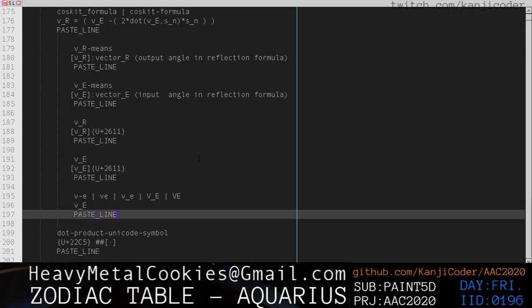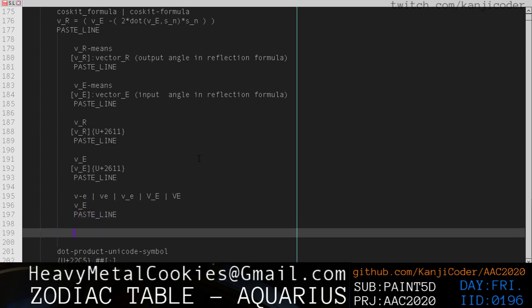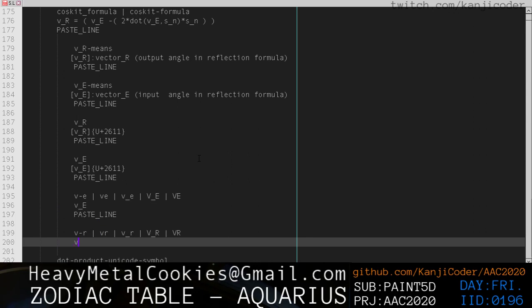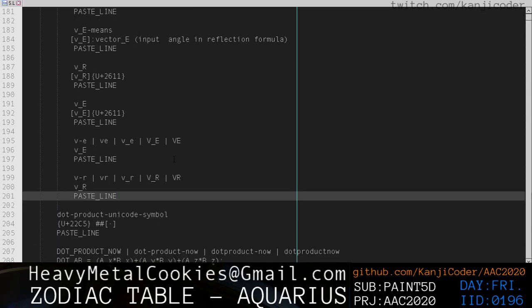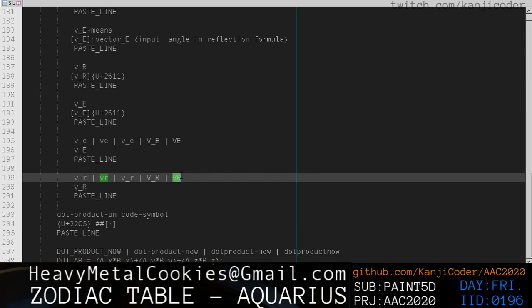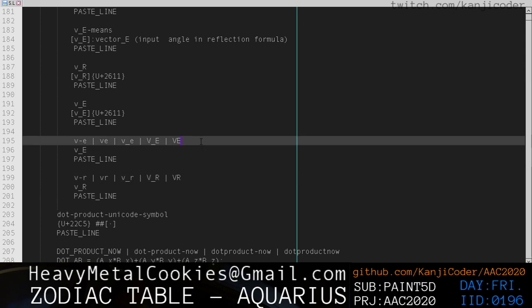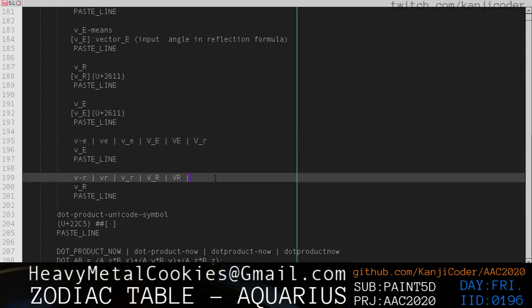So lowercase v, capital E, which is kind of different from how I do a lot of variables. So we have the vector E, and then we have the vector R, and we'll do a little correction there. Also capital V, lowercase r.